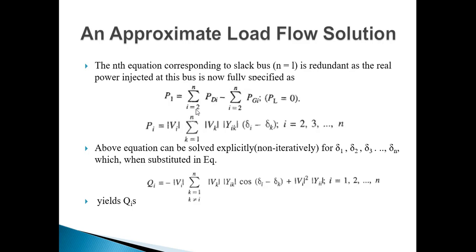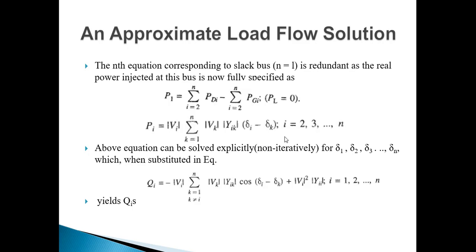Remember, it is i from i equal to 2 to n. So we are taking the total demand other than the slack bus minus total generation other than the slack bus, and PL is 0 because we are neglecting resistances. So this becomes the total power of the slack bus. Okay, now we will solve this equation. The above equation can be solved explicitly or non-iteratively for different values of delta. So we put different values of delta here. What values of delta to be taken?